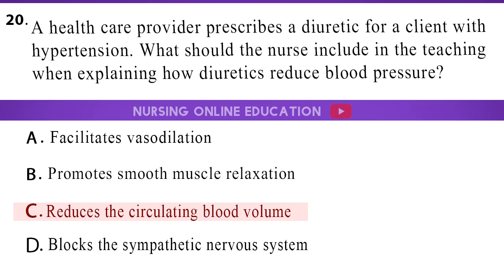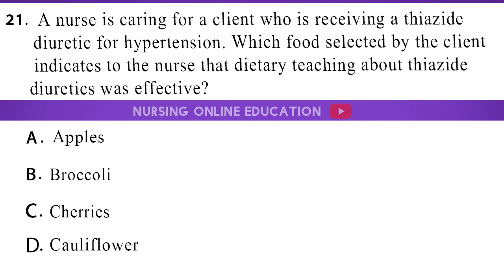The answer is option C. Reduces the circulating blood volume. 21. A nurse is caring for a client who is receiving a thiazide diuretic for hypertension. Which food selected by the client indicates to the nurse that dietary teaching about thiazide diuretics was effective? A. Apples. B. Broccoli. C. Cherries. D. Cauliflower.